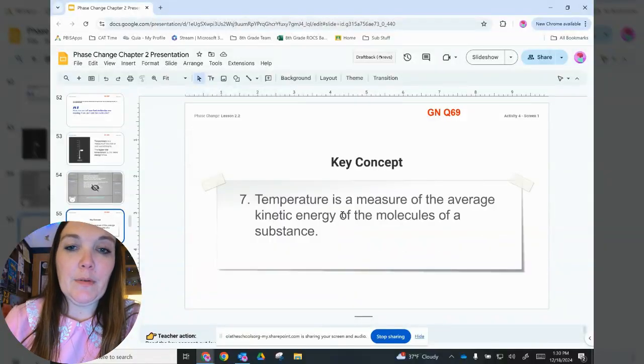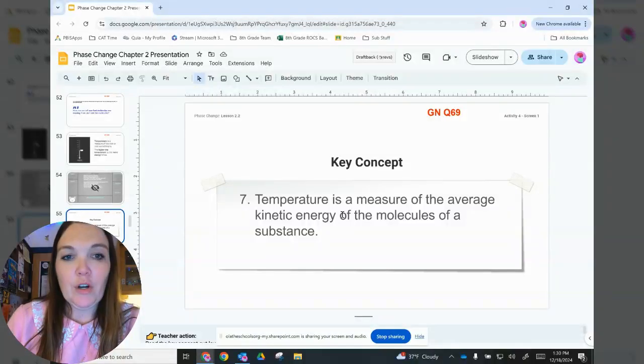Moving on, key concept number 7. Temperature is a measure of the average kinetic energy of the molecules of a substance.